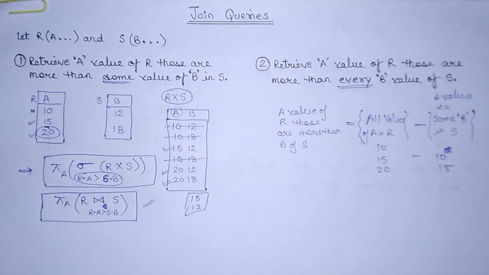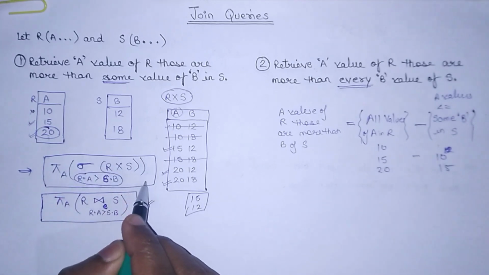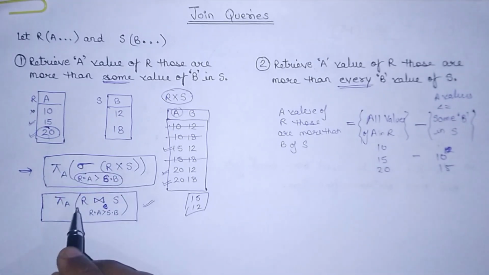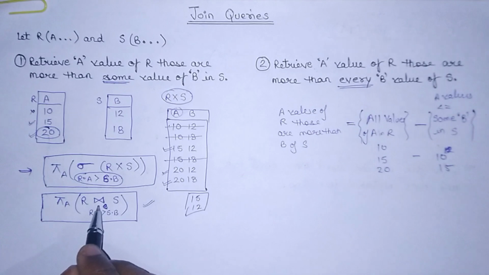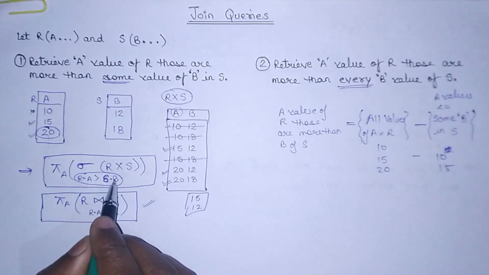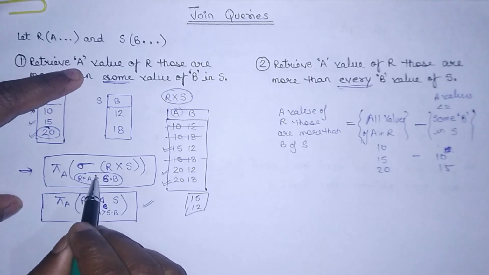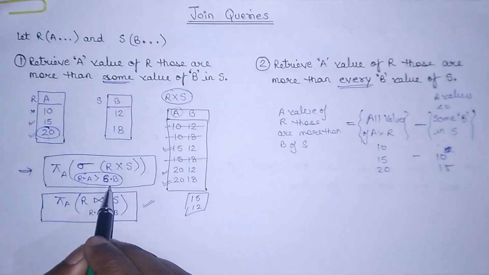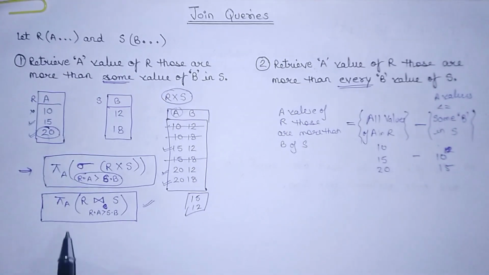We can also do it using the conditional join, because this particular sentence is of conditional join, where I use R conditional join S. What will be the condition? This is the same condition: the value of A in R has to be greater than some B value in S. So this is the same condition, and we project the A value.